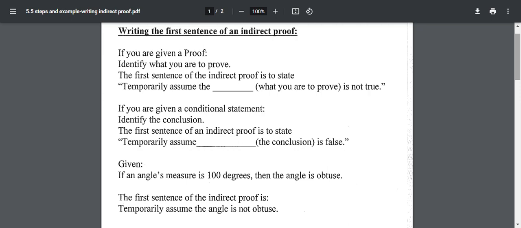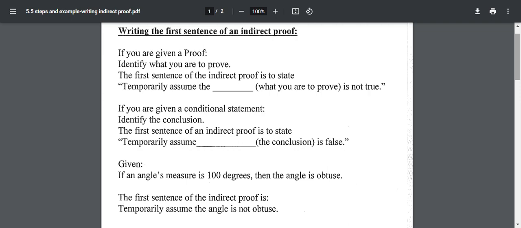So if we have to write a proof, we're going to identify what we need to prove. And our first statement, instead of being the given, is going to be: temporarily assume whatever you have to prove is not true. If you are given a conditional statement, and you're going to be proving that the conclusion is true, well, in your indirect proof, you're going to say, let's temporarily assume that this conclusion is false.